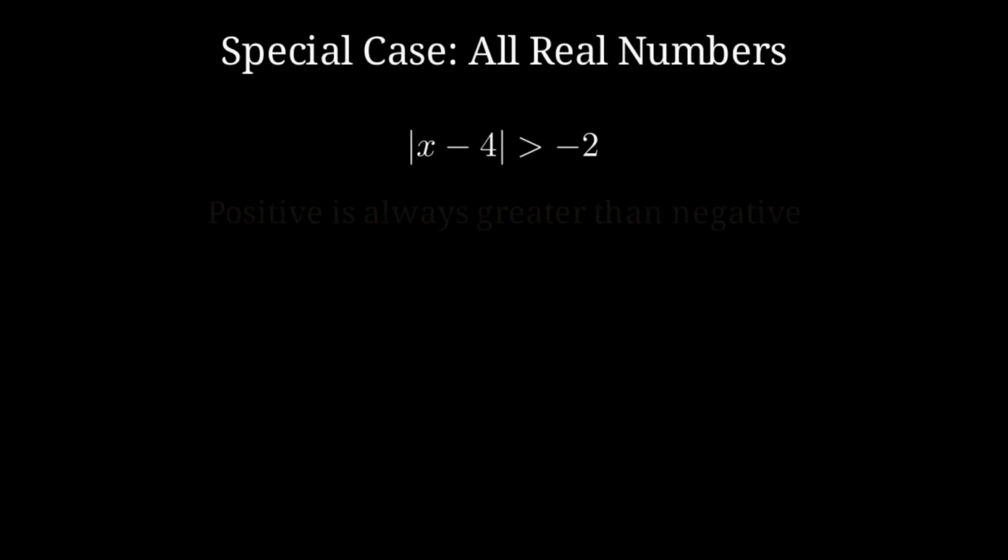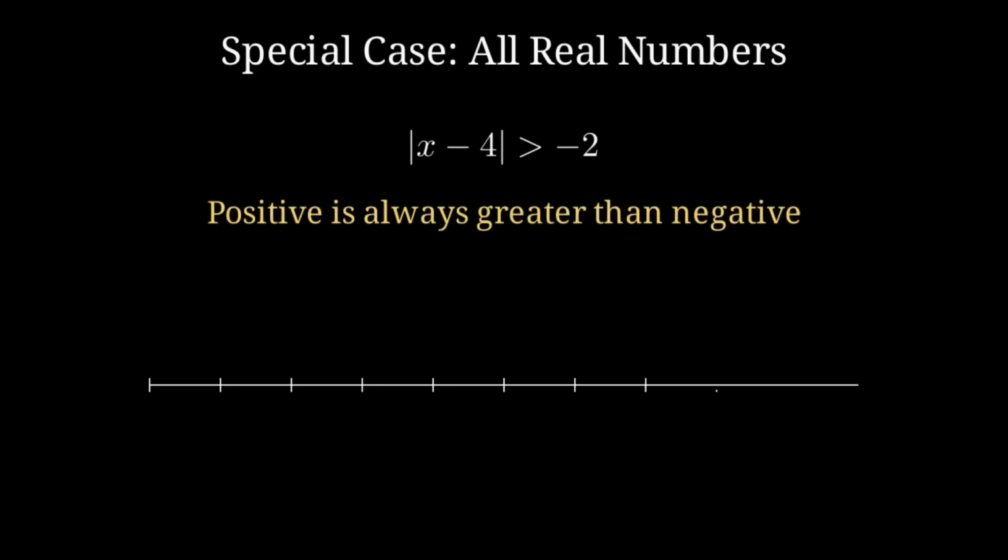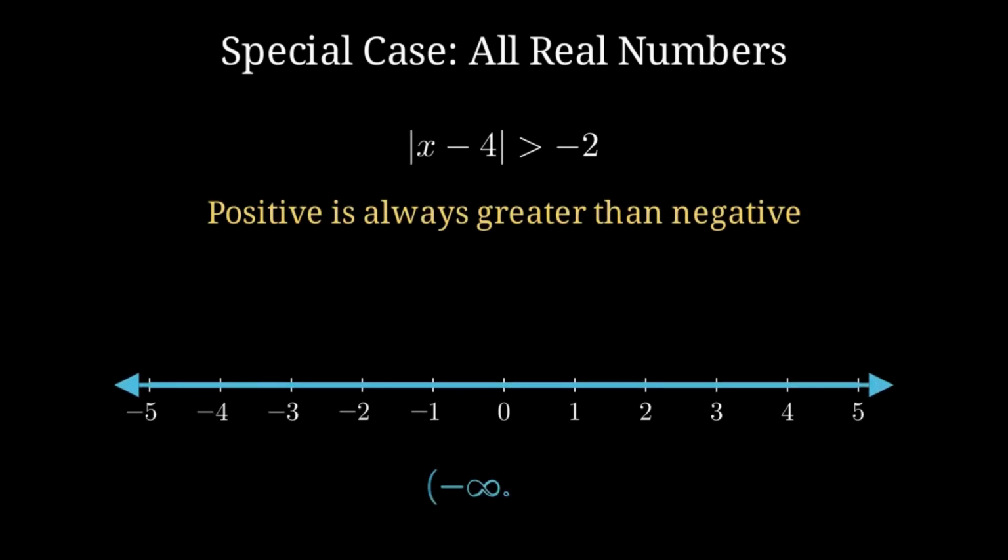On the flip side, if an absolute value is greater than a negative number, the answer is all real numbers. Since any distance is at least 0, it will always satisfy being greater than any negative value.